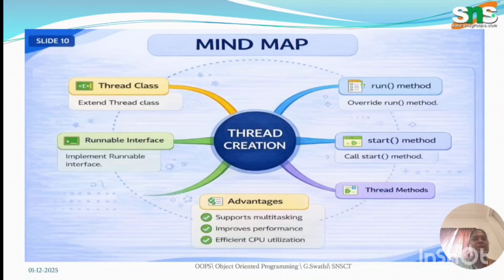We have a mind map here: thread creation by using the Thread class, by extending the Thread class, and also the Runnable interface, by implementing the Runnable interface. We use the run method, start method, and thread methods, etc. The advantages are support for multitasking, improved performance, and efficient CPU utilization.